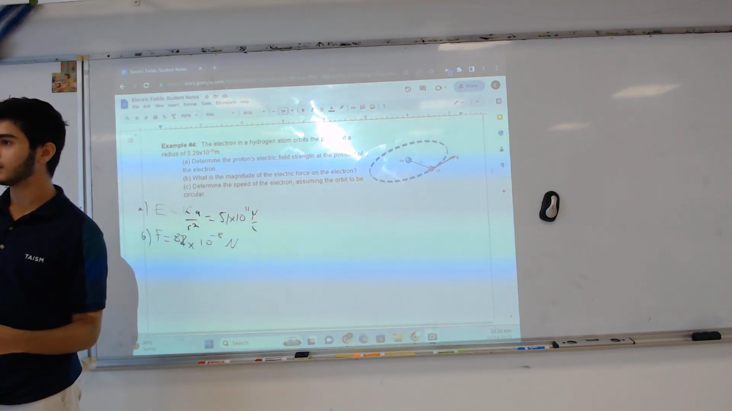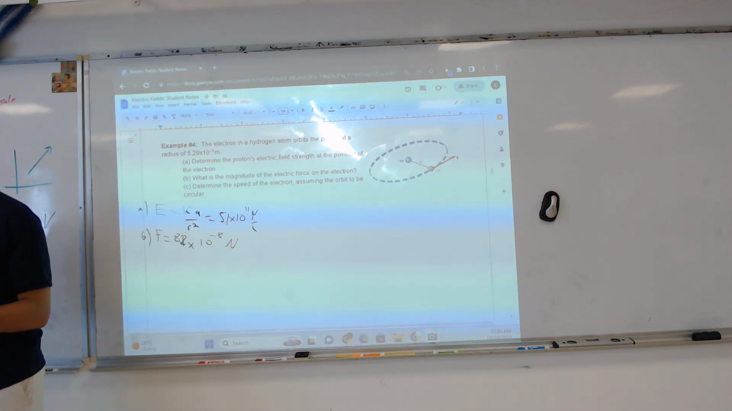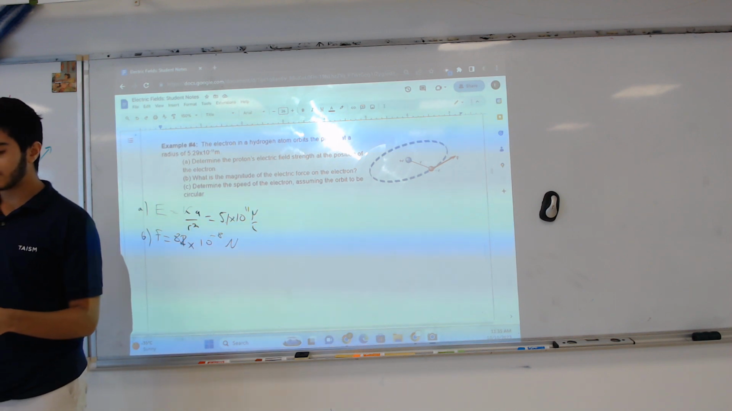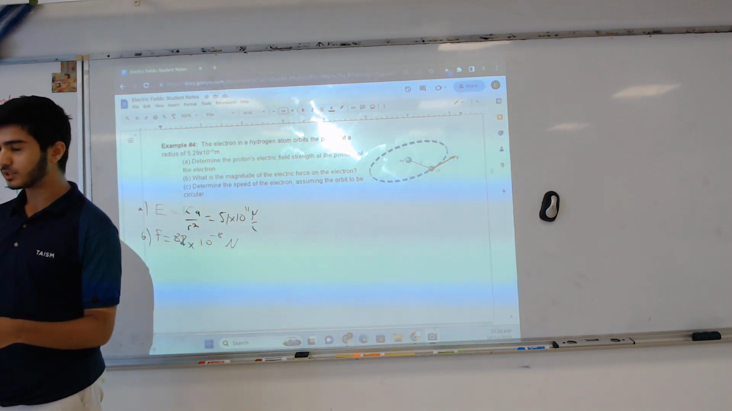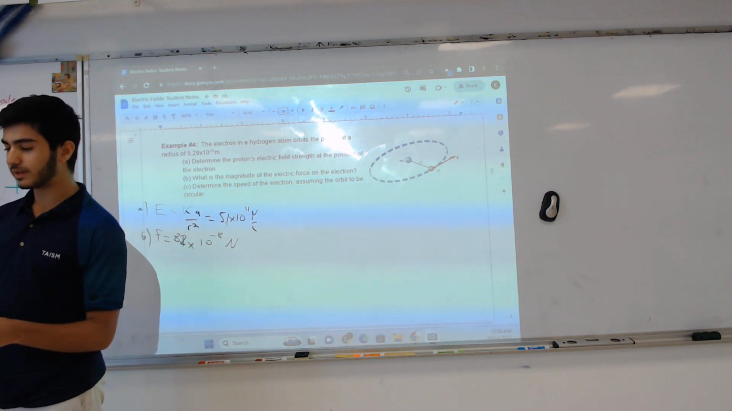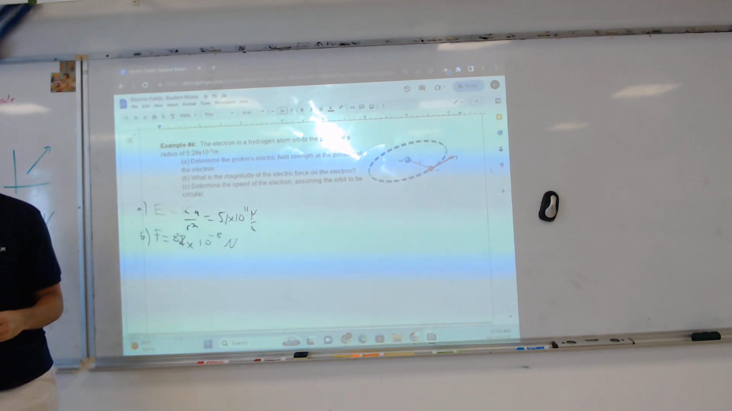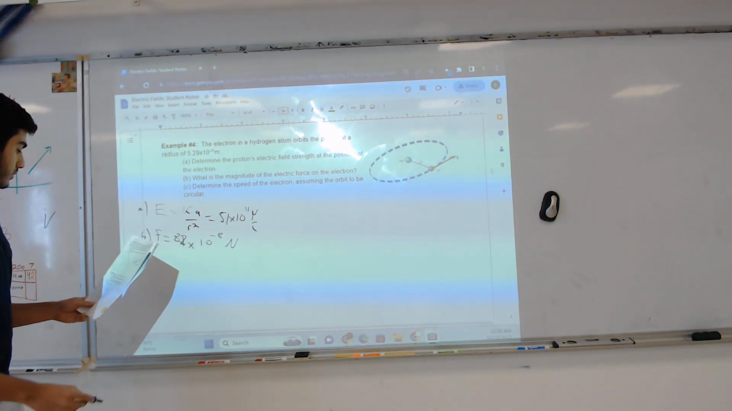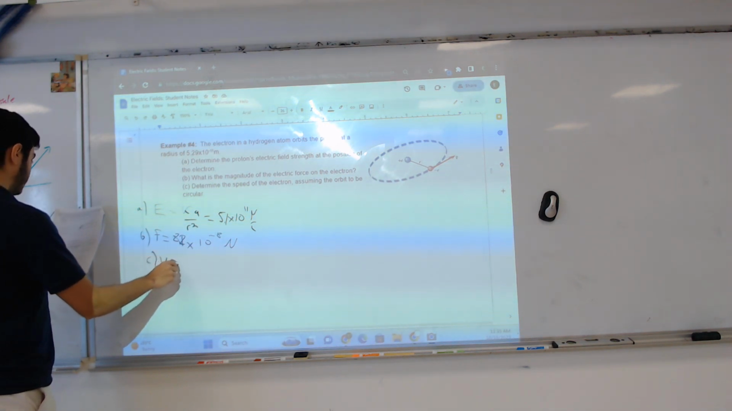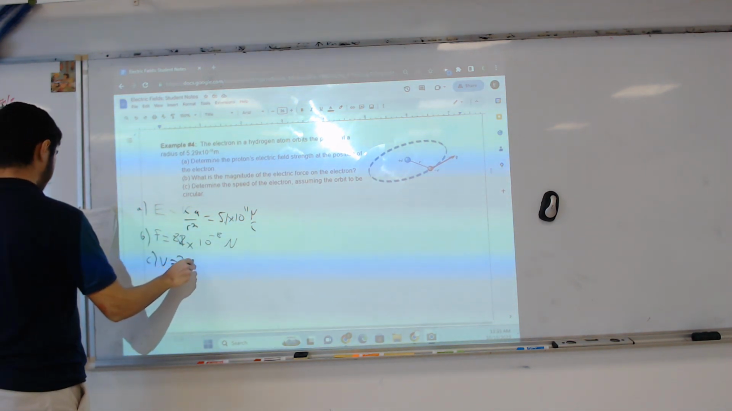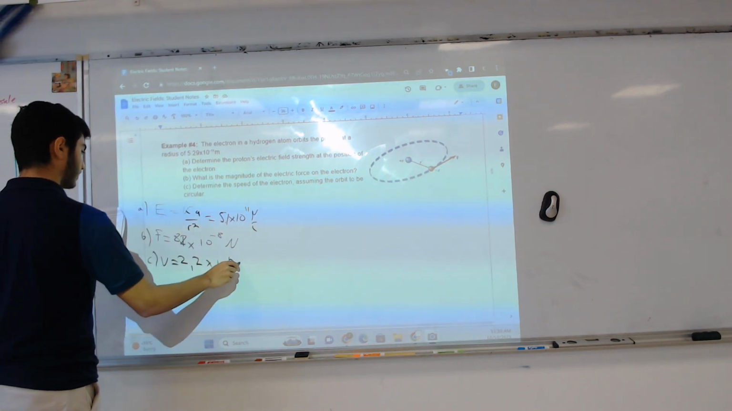So we know that the Fc, which is centripetal force, is equal to mv squared over r. We know that the mass will be 9.11 times 10 to the negative 31st, which is the mass of an electron, and we're solving for the velocity. And we know that the radius is also 5.29 times 10 to the negative 11. So putting that into your equation with the solver function, we get that the velocity is equal to 2.2 times 10 to the 6th meters per second.